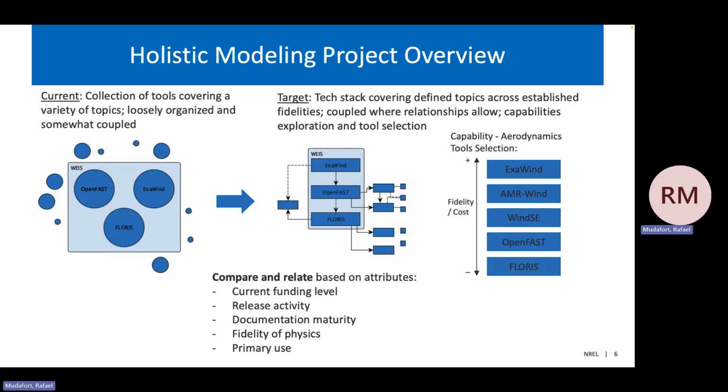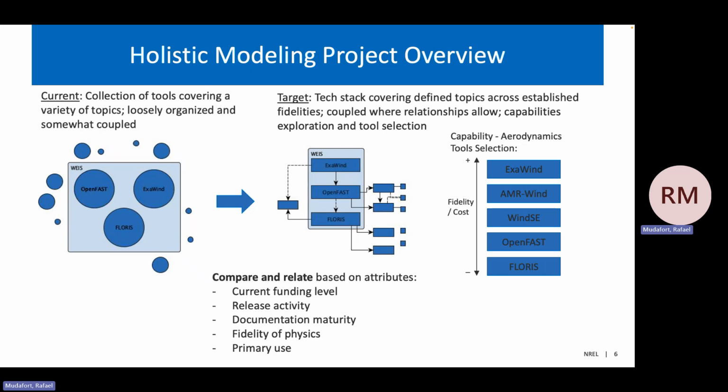So in this case, this might be putting the cart before the horse, but we have some tools that all might do some sort of aerodynamics: OpenFAST, VEXO, Stack, and Florus. And they can certainly be used together in various ways, but we don't have a great way to communicate those relationships outside of code. And so that's what we're trying to move to. We're trying to move to something closer to on the right, where we have an architecture of our tech stack, where we can show and communicate connections.